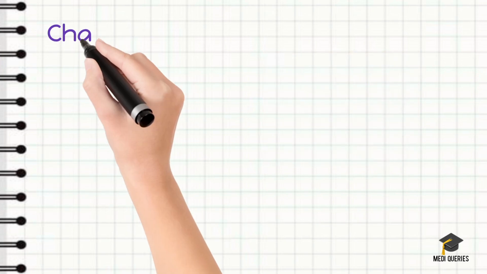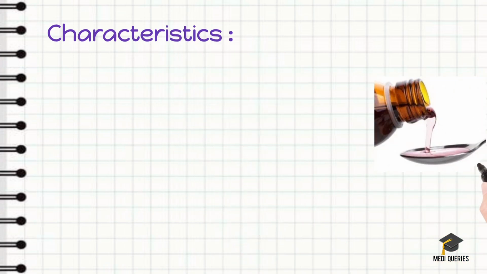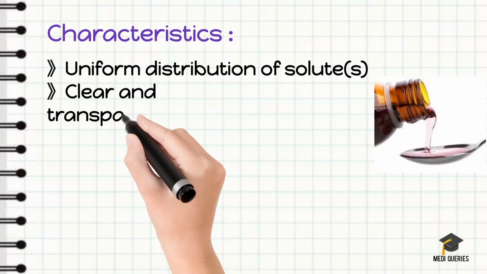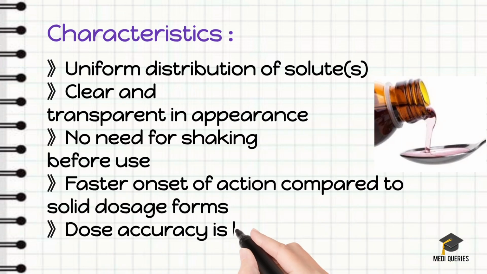Coming to the characteristics of these monophasic liquids, a uniform distribution of solute is seen here. These are clear and transparent in appearance. That is another feature, and there is no need for shaking before use. Whereas in the case of biphasic ones, especially suspensions, it is highly necessary to shake the preparation before use. Such things are not needed in this type of preparation.